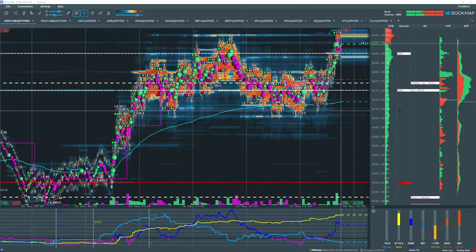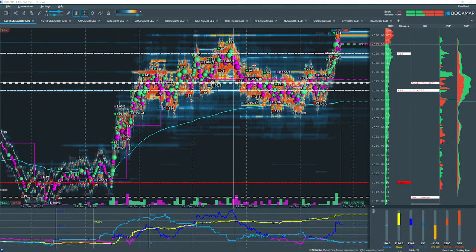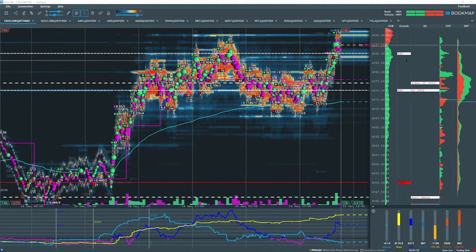So this morning it looked like ES reversed higher before the open at the zero gamma level and rallied from the open up to this resistance level, and that's actually the 4060 level in SPX, translated to 4085 in ES.